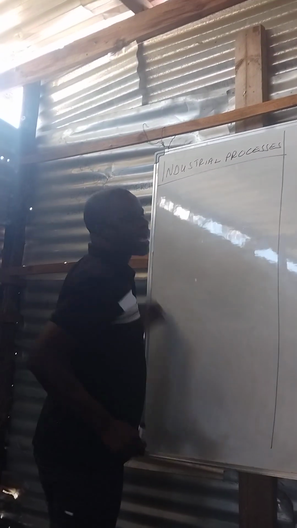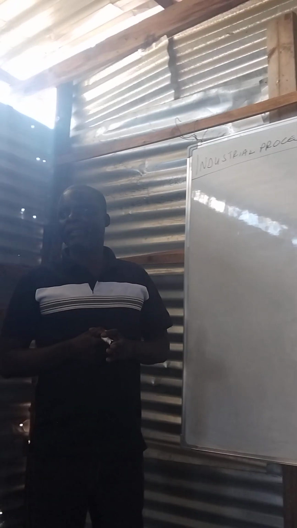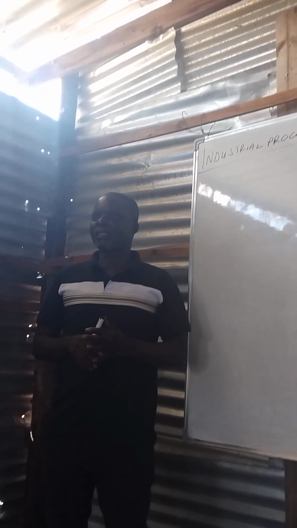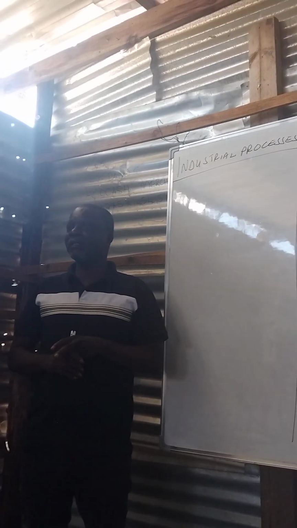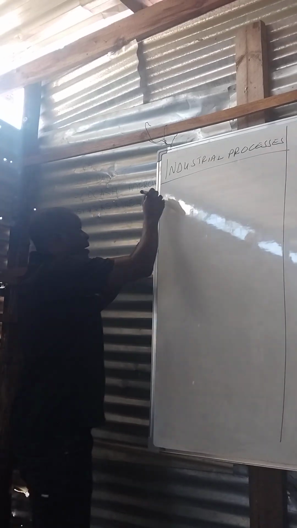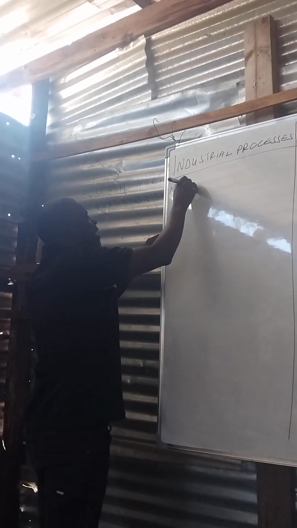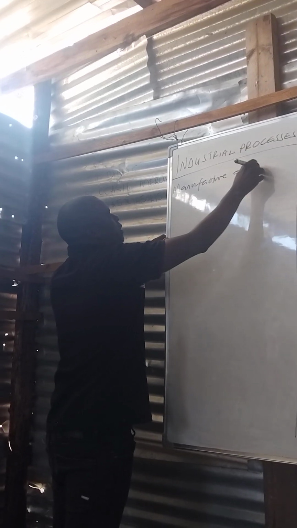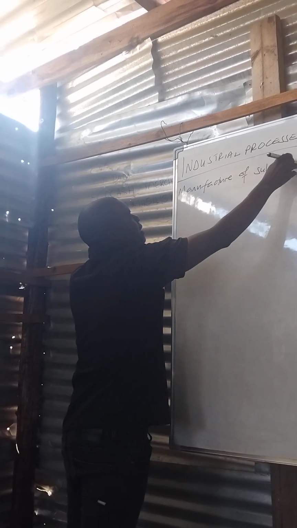Yesterday we looked at ammonia and industrial gases. Now we want to look at sulphuric acid, then fertilizers. So I want to look at the manufacture of sulphuric acid.